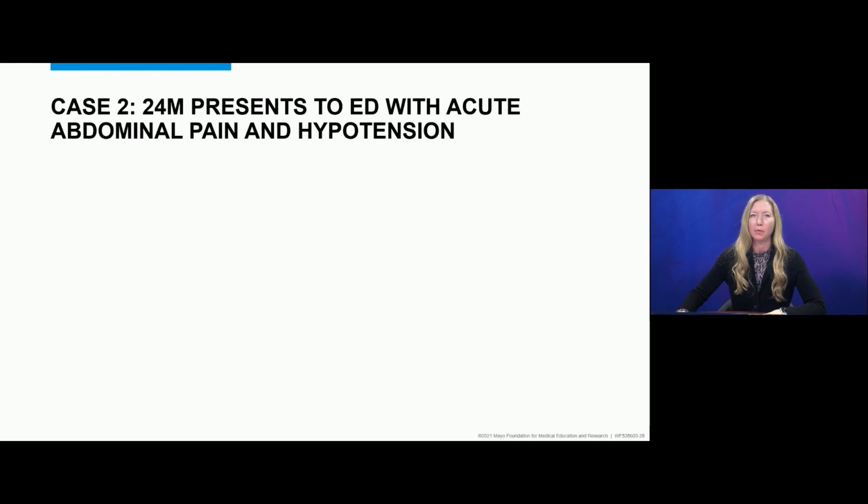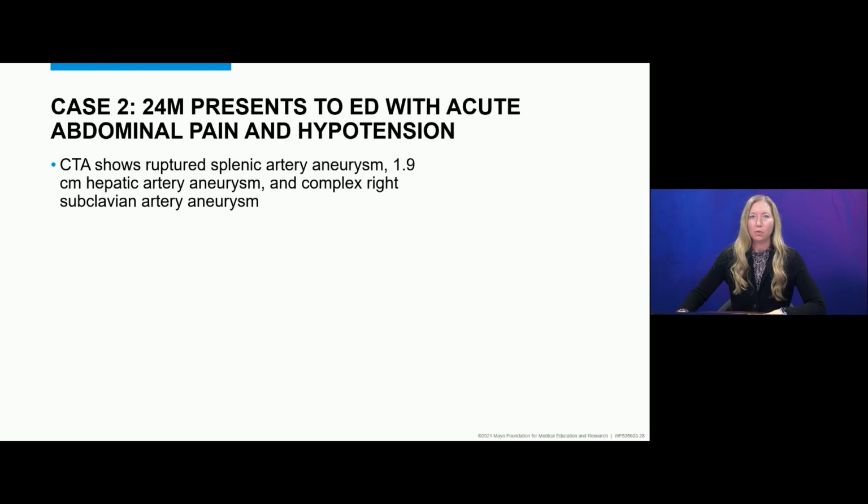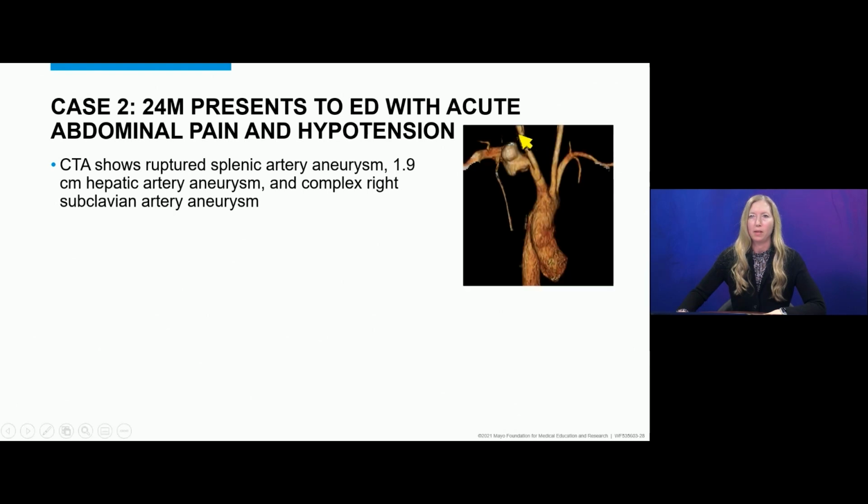Let's look at another case of a 24-year-old man who comes to the emergency department with abdominal pain and hypotension. CT shows a ruptured splenic artery aneurysm, a hepatic artery aneurysm, and a complex subclavian artery aneurysm, which you can see right here. So very unusual for a 24-year-old man.